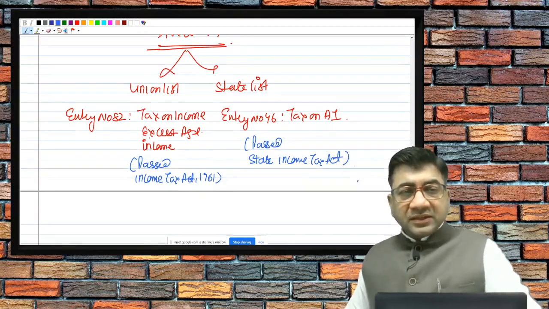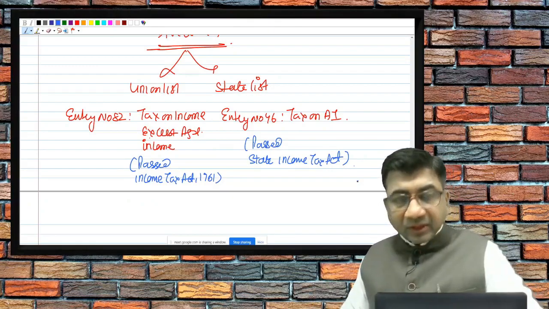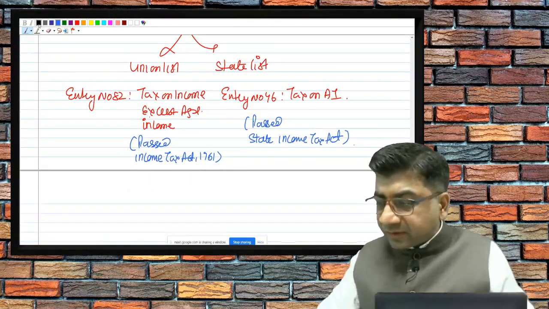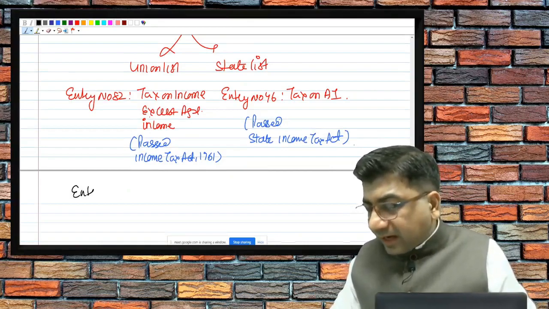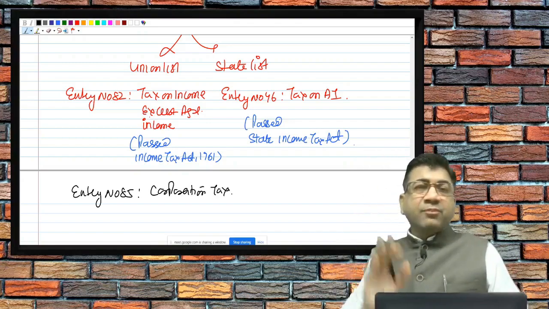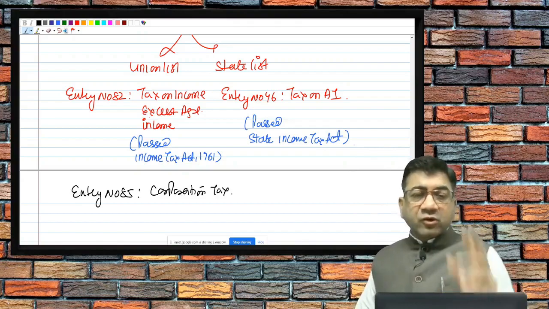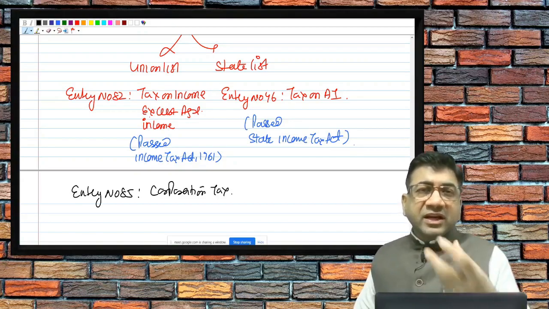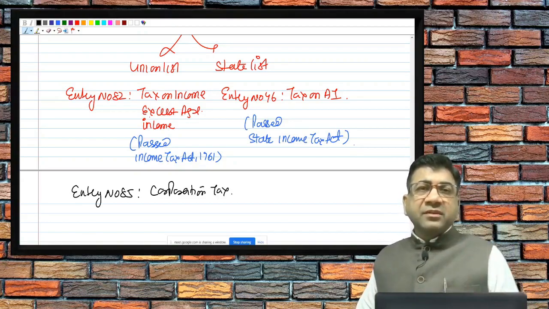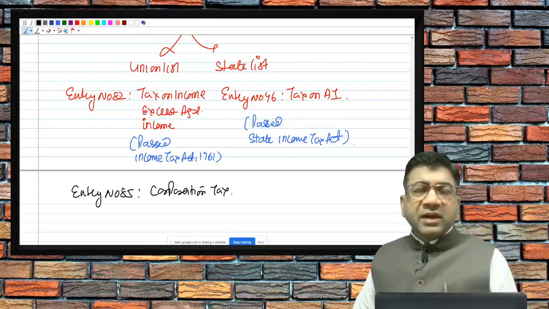Fine. There is one more entry which you need to know, entry number 85 of the union list, which is corporation tax, which is again a power given to the central government. Corporation tax means when companies and corporations earn income, they are liable to pay tax, and that tax is also levied by the central government.